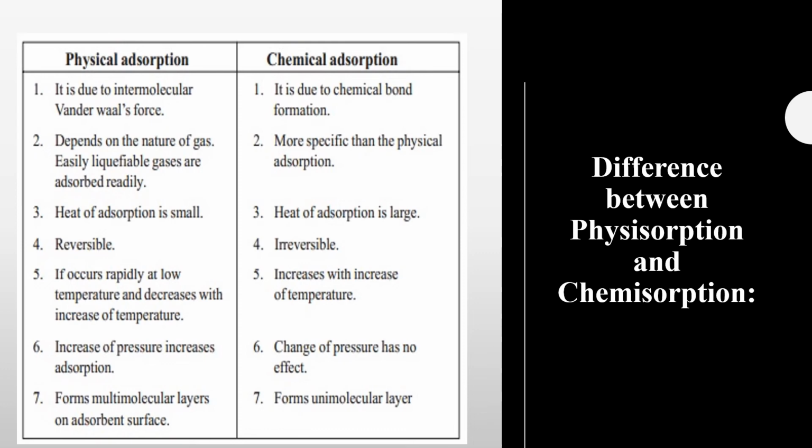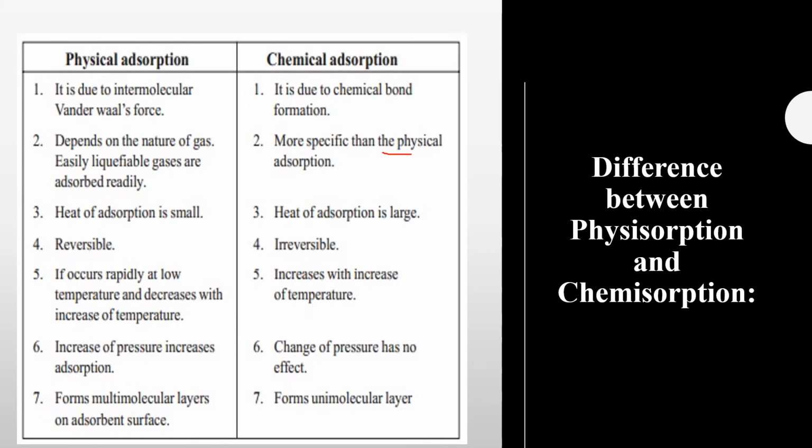Physical adsorption depends on the nature of the gas. Easily liquefiable gases are adsorbed readily in case of physical adsorption, whereas in case of chemical adsorption, it depends on the nature of the gas, and the gases which can react with the adsorbent show chemical adsorption. And physical adsorption is not specific in nature, whereas chemical adsorption is more specific as compared to physical adsorption.